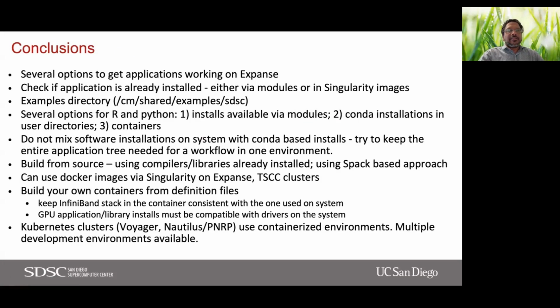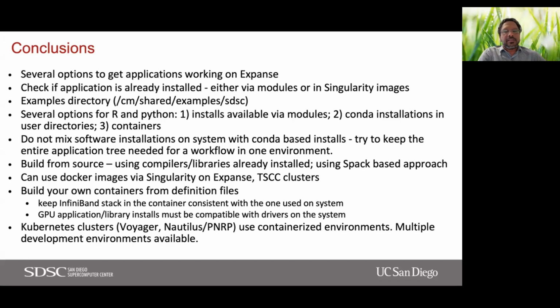So concluding, there are several different options to get applications working on Expanse, to port your code. The first one and the easiest one is to see if it's already there. Don't try to replicate something that's already there. Look at our examples directory and see what works. For R and Python, see if it's in modules. Most likely, the ones we have are not as up to date, so you would end up with conda installs. So as I mentioned, go the Miniforge route.